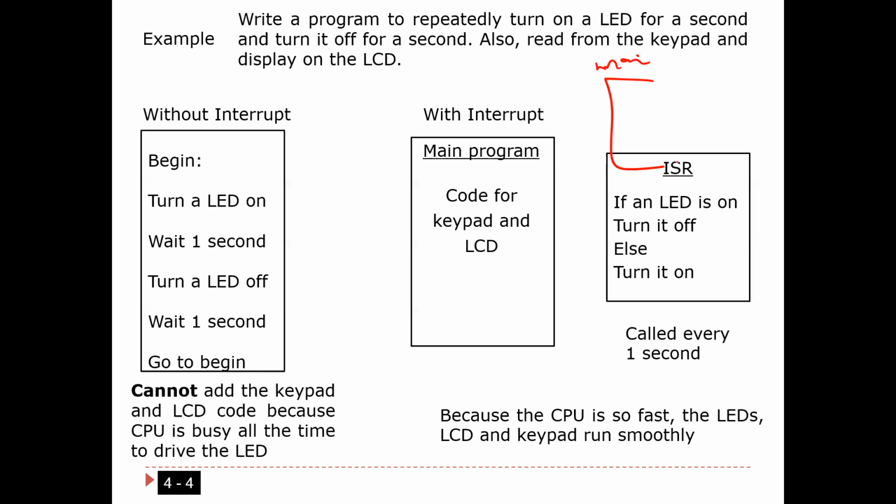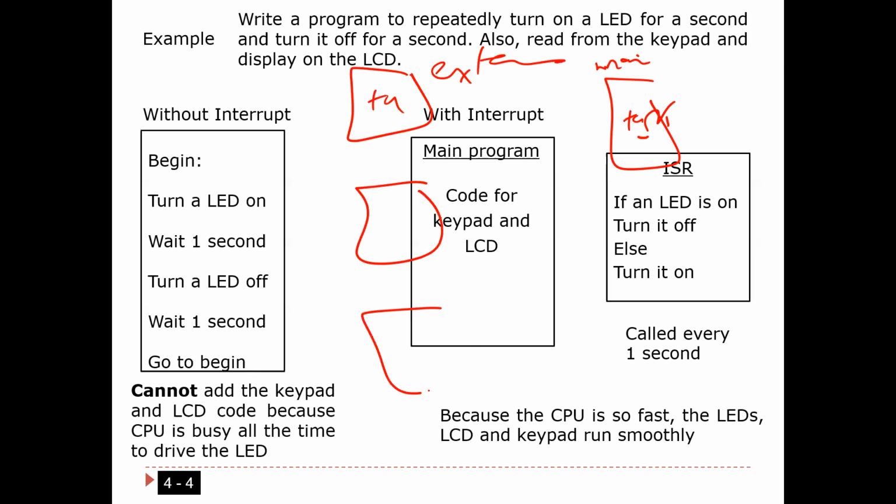In the main, I can put one task. And for one interrupt, like for example, an external interrupt, I can put another task. And then another task here, another task in the timer, another task in analog to digital, another task in the serial communication, okay? This is exactly multitasking.